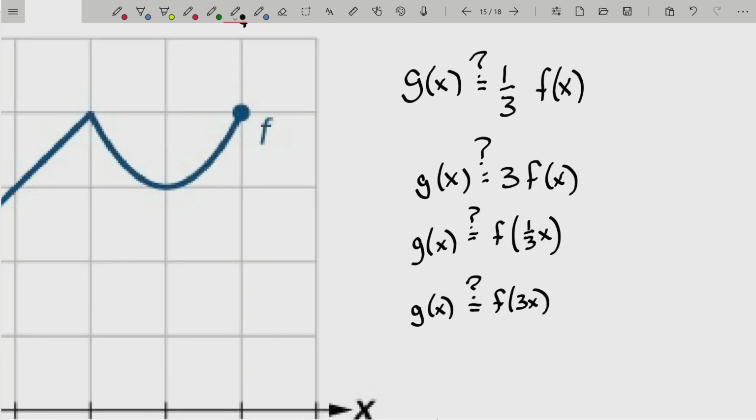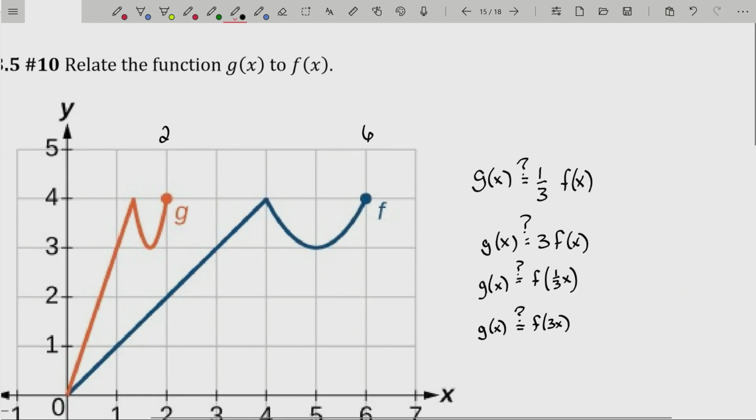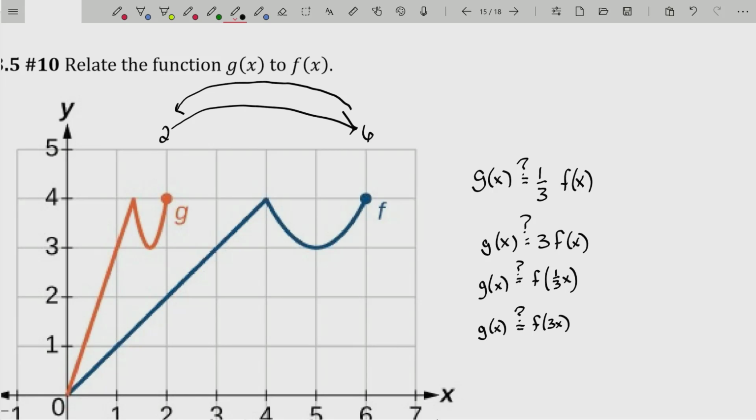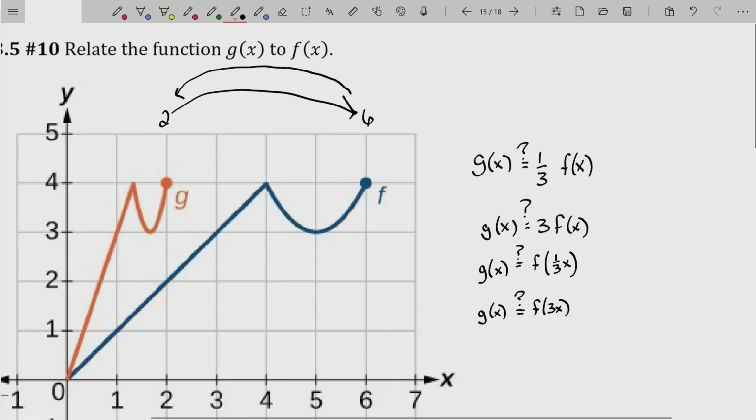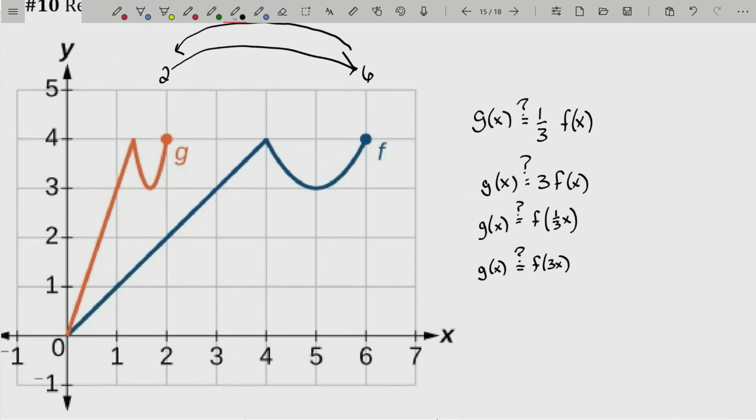Again, if so, why? If not, why not? We definitely know it's something with a 3, because to get from 2 to 6, you multiply by 3. To get from 6 to 2, you multiply by 1/3. So it's something to do with that 3. Well, let's just throw out the ones that are kind of easy to see.